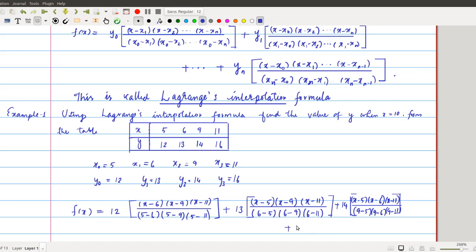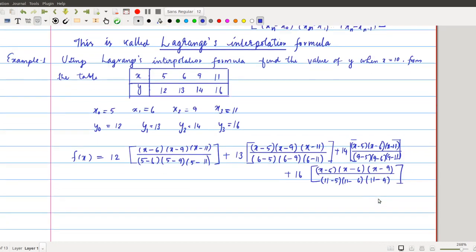Finally we have y3, which is 16, times; the numerator will be x minus 5, that is x minus x0, x minus x1, that is x minus 6, and x minus x2, that is x minus 9, and in the denominator we have 11 minus, so this is x3 here, so 11 minus 5 into 11 minus 6 into 11 minus 9. So this is the value of f of x when you use Lagrange's interpolation formula.